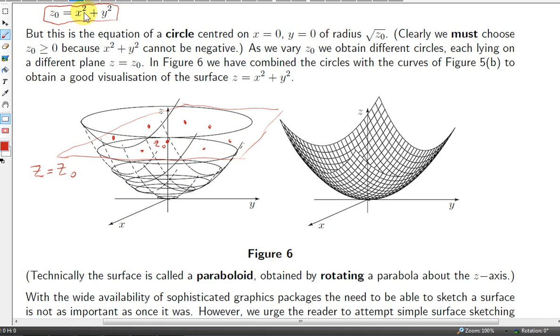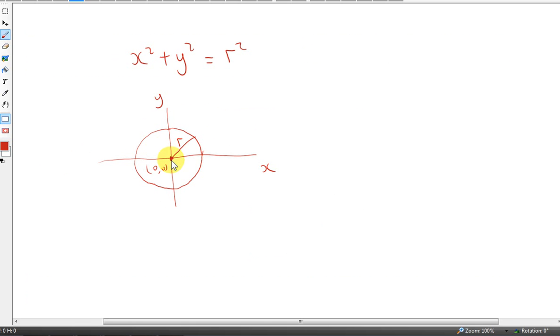The x and y values of those points on the paraboloid must satisfy this equation, but this is nothing other than the equation of a circle. The equation of a circle centered at the origin of the xy plane and with a radius of r is given by x squared plus y squared equals r squared. This just comes from Pythagoras' theorem. So if r squared is equal to z0, it means that we are dealing with circles, actually circles of radius the square root of z0. So this number is the square of the radius.